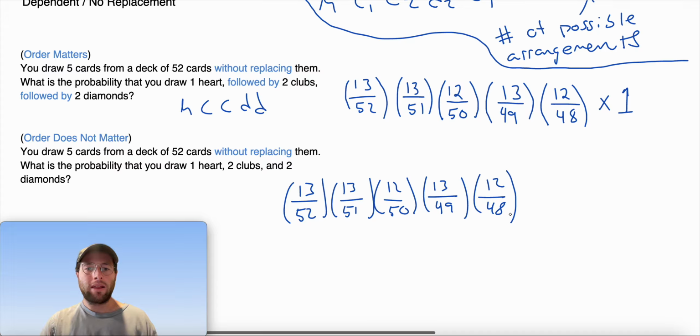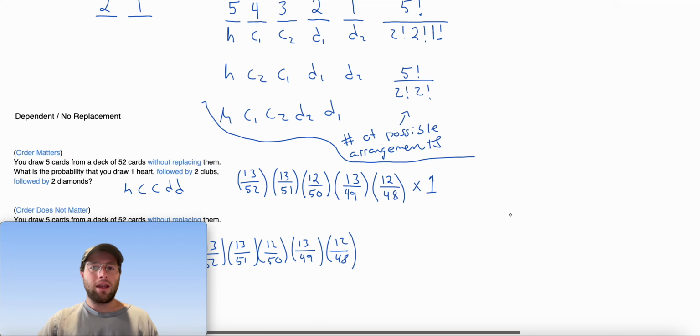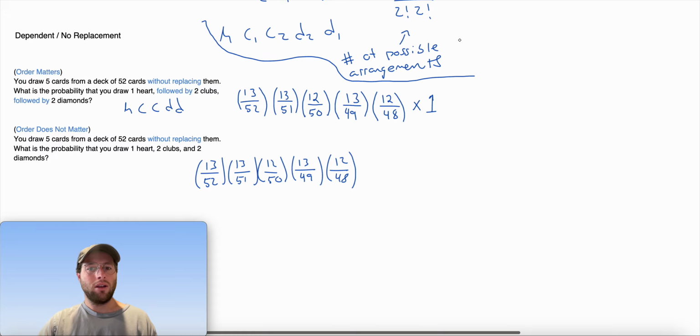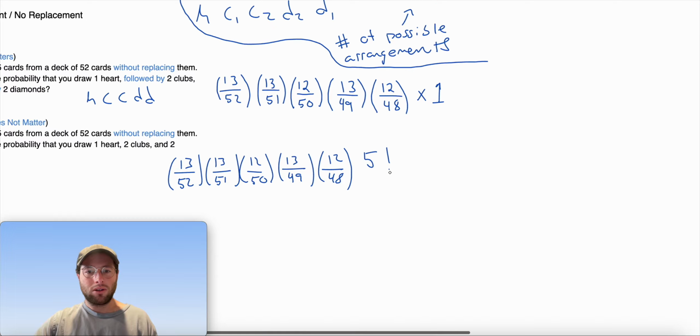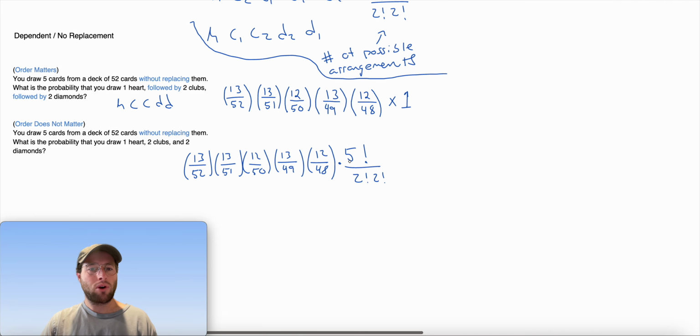And we're going to multiply that general probability times the number of different arrangements that we can have, which is going to be the same as what we found in the previous problem. It is going to be the 5 factorial over 2 factorial times 2 factorial. And that is found in the same exact way that was described earlier on. And so now we're going to multiply that by the 5 factorial over 2 factorial 2 factorial. And that right there will give us the probability for that case.